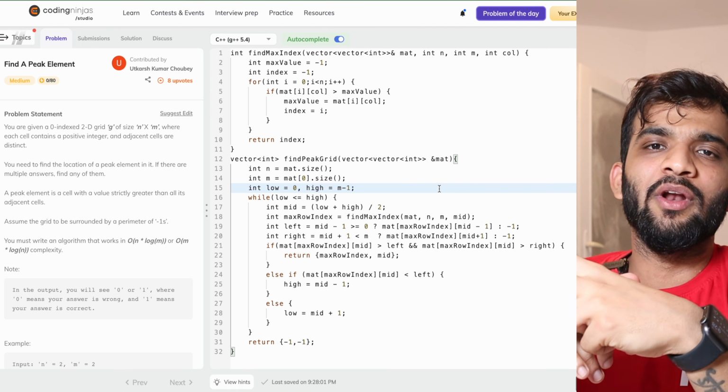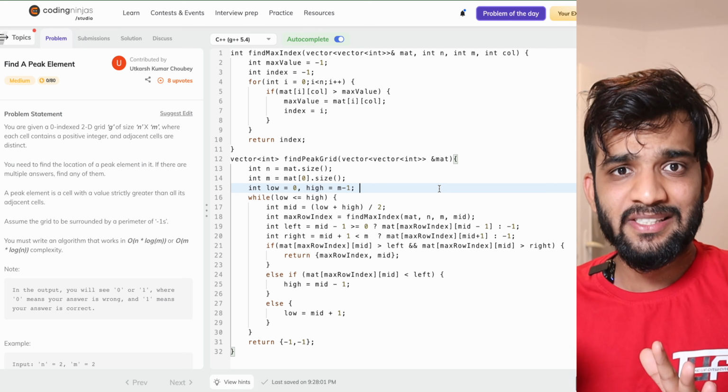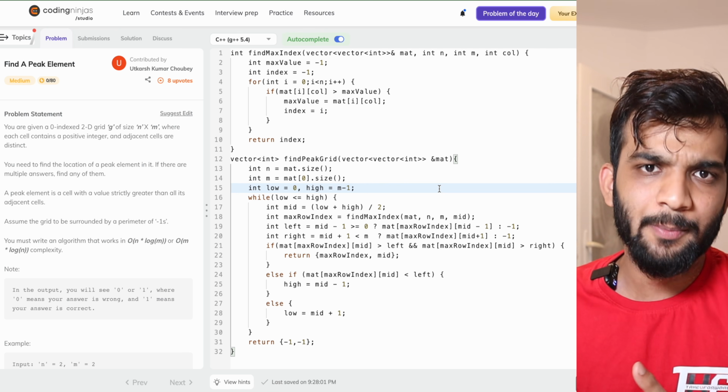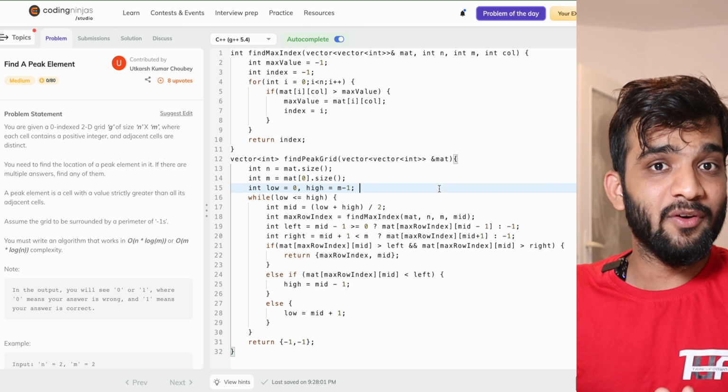So let's quickly jump into the code editor. You can find the C++ code on the screen. In case you want the Java, Python and JavaScript code, the article link will be in the description. You can definitely check it out.